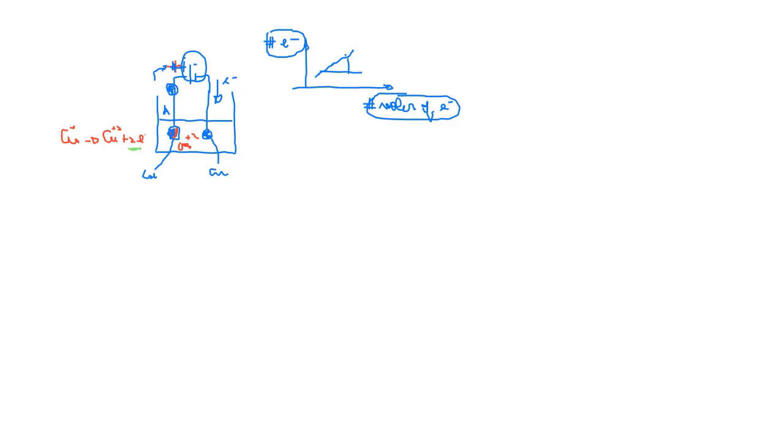The copper, elemental copper, oxidizes to copper plus 2 and releases 2 moles of electrons. So if we know the mass of copper dissolved, then we know the moles of copper dissolved just by dividing the mass by the atomic weight. So that won't be a problem. And then all we have to do is multiply that value by 2 to find the number of moles of electrons released.